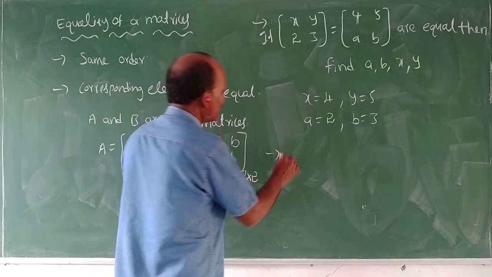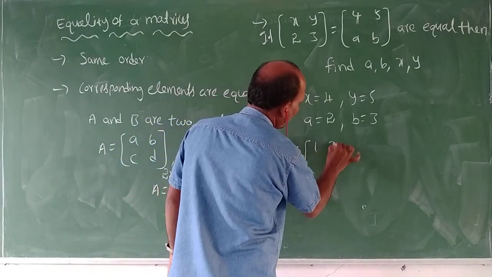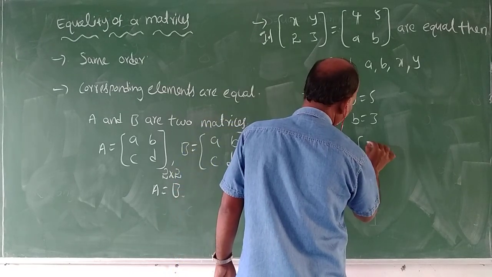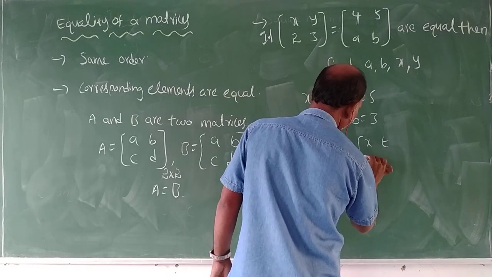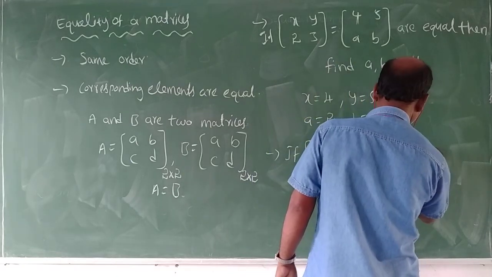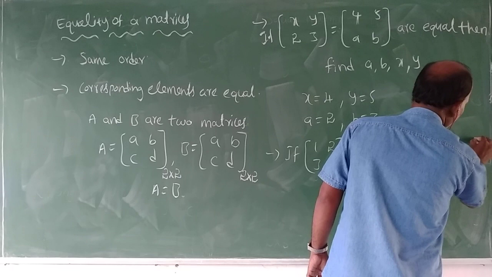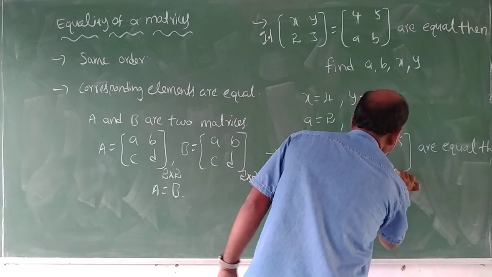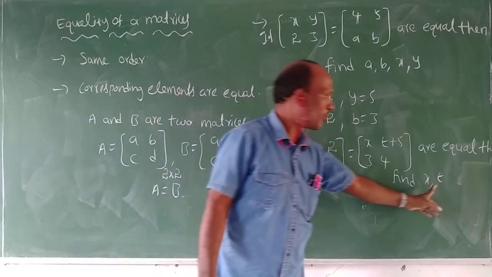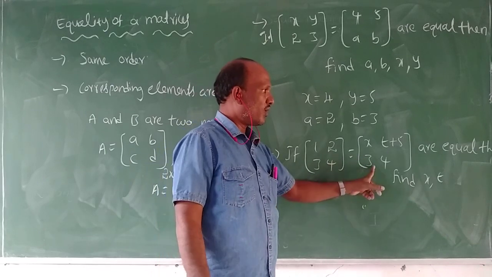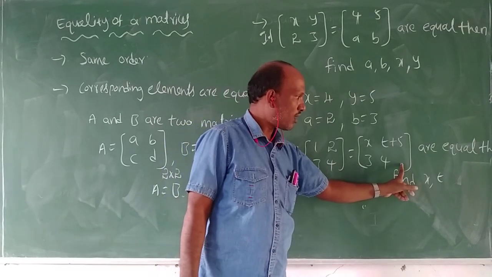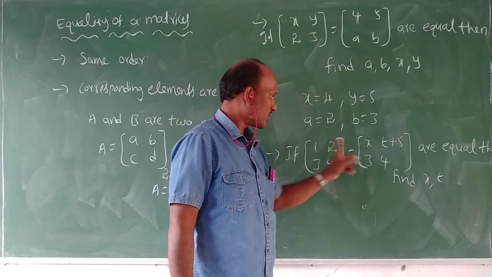Next, one more question. If the matrix 1, 2, 3, 4 equals x, t plus 5, 3, 4, and both are equal, then find x and t. Here the order is 2 by 2, and here the order is also 2 by 2. Both are equal.